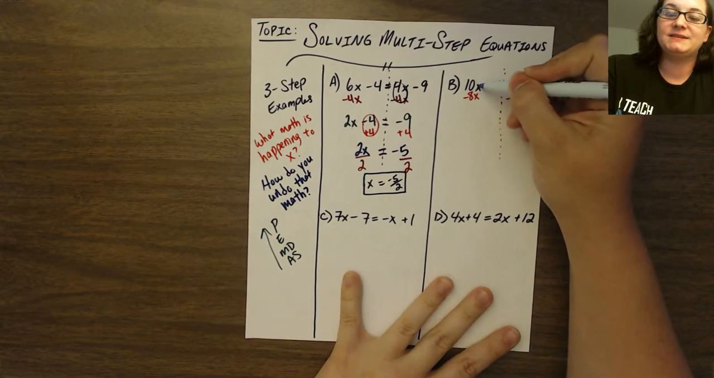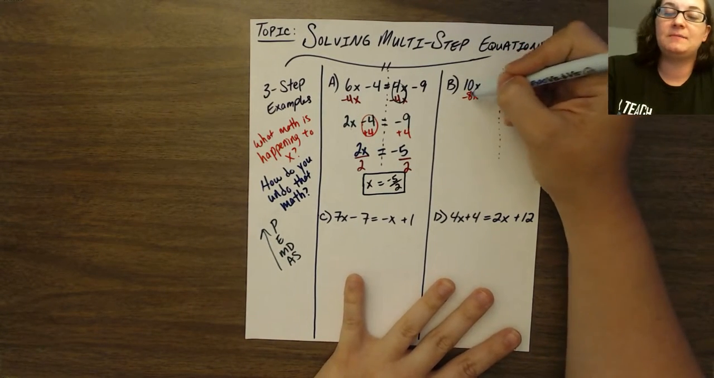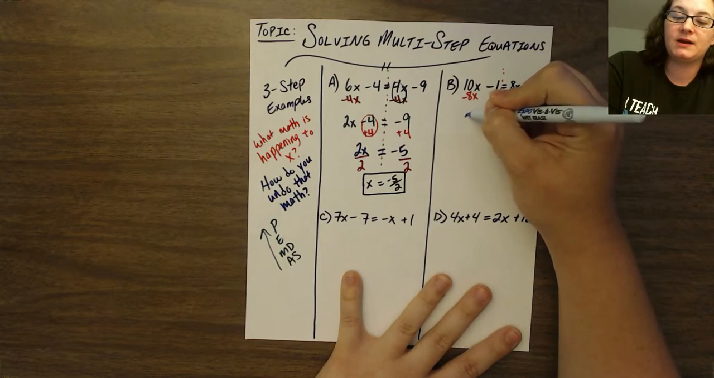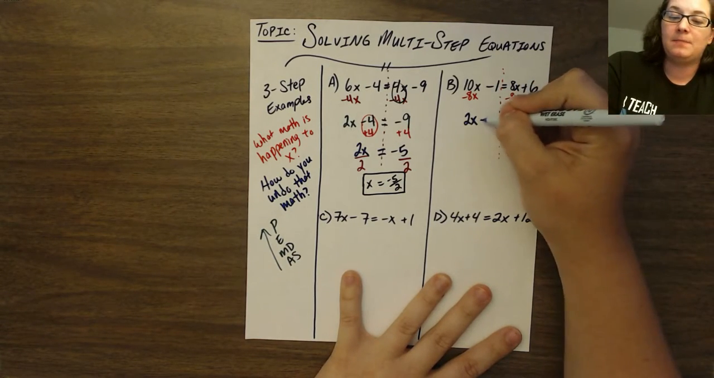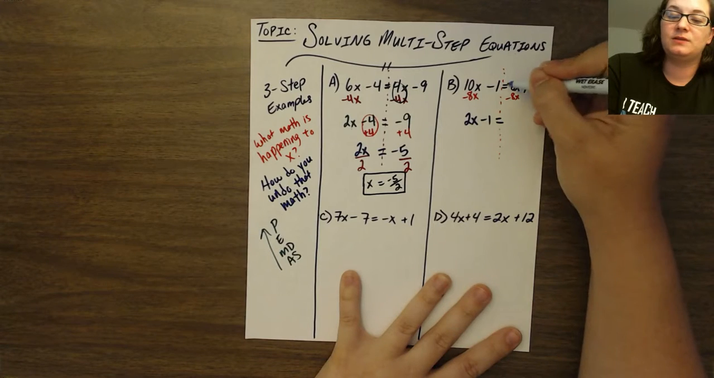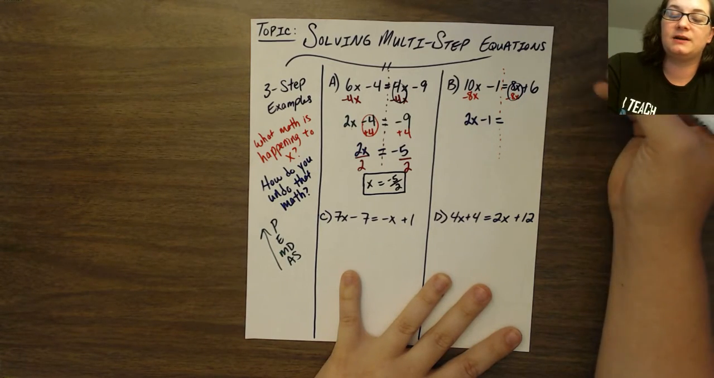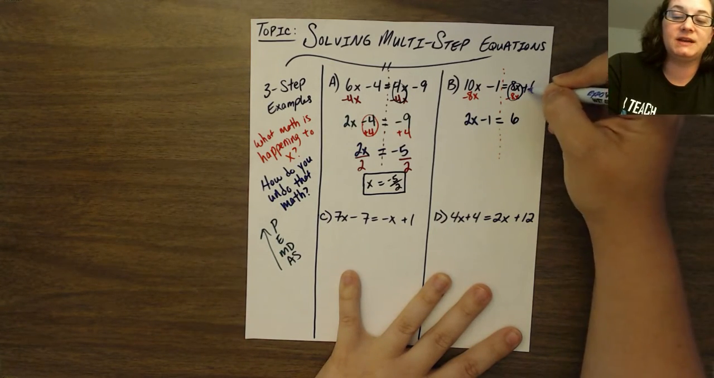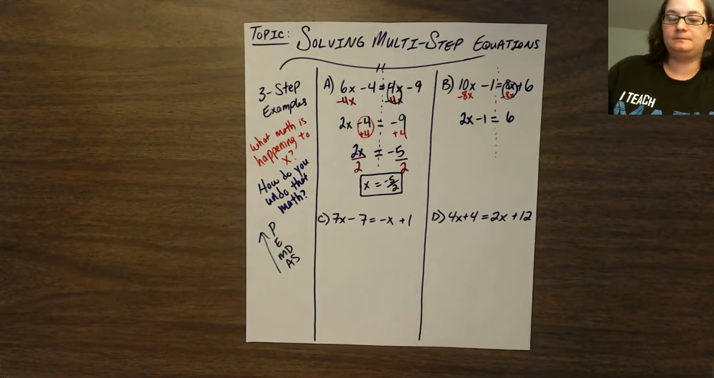So 10 minus 8 gives me a 2x minus 1 is equal to, this 0 pair cancels out, and I still have a positive 6. Bring that down.